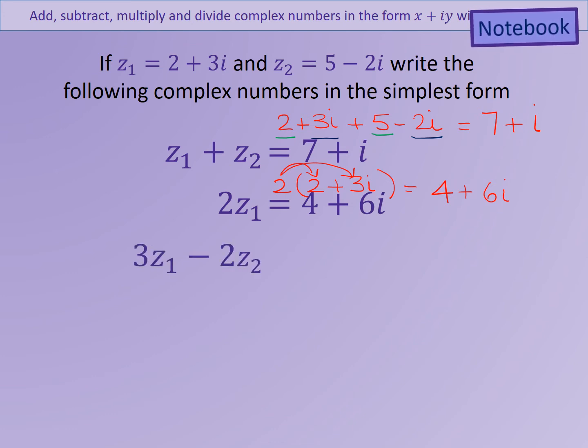And lastly, 3z1 take away 2z2. You might like to try this for yourself. I'll start with the first step, but then pause the PowerPoint to have a go yourself before I go through the answer. So 3 lots of z1 plus, subtract 2 lots of 5 take away 2i, 2 lots of z2, and then we need to multiply this out. Have a go now.